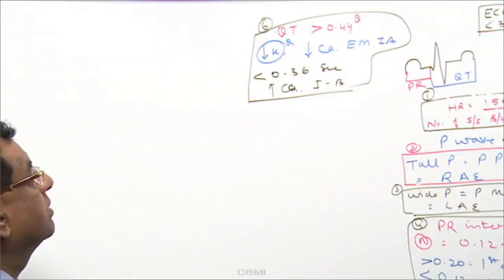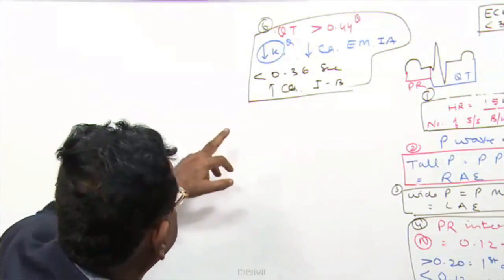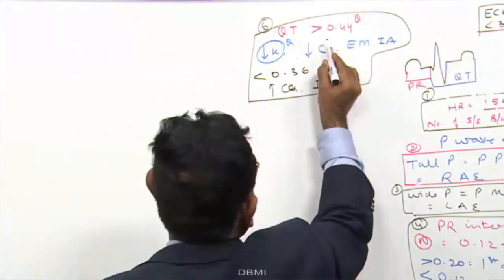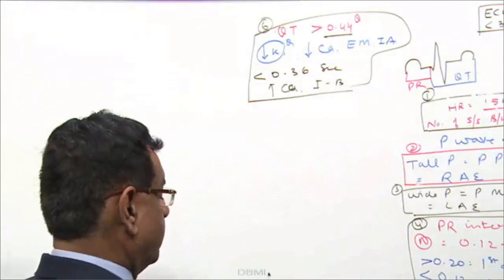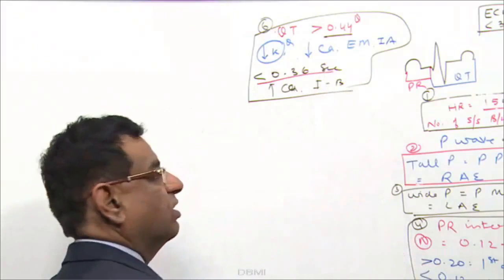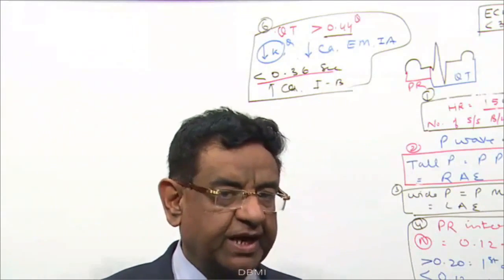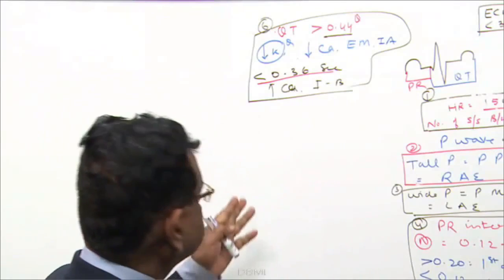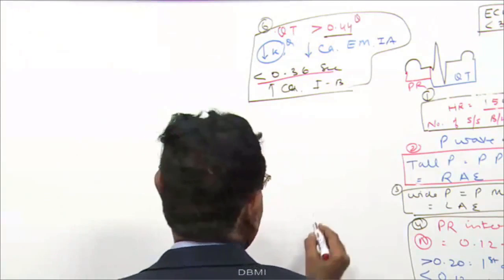So prolonged QT is more than 0.44 second, and of course less than 0.36 second is the short QT interval. The list is long, but I have discussed those which are very frequently asked causes. This is the QT interval. Now we move on to QRS interval.